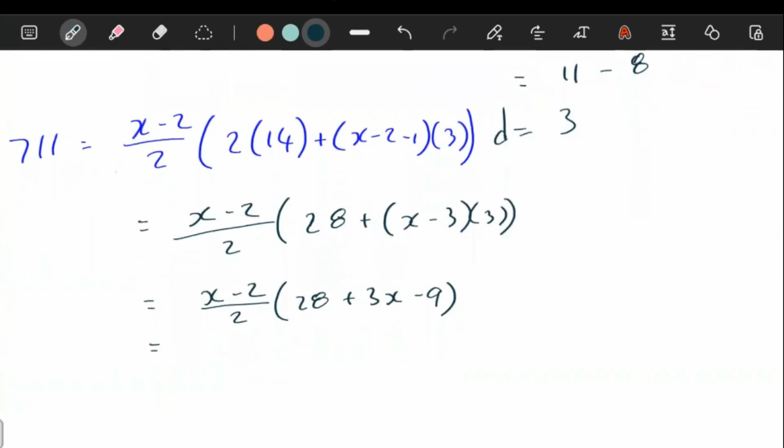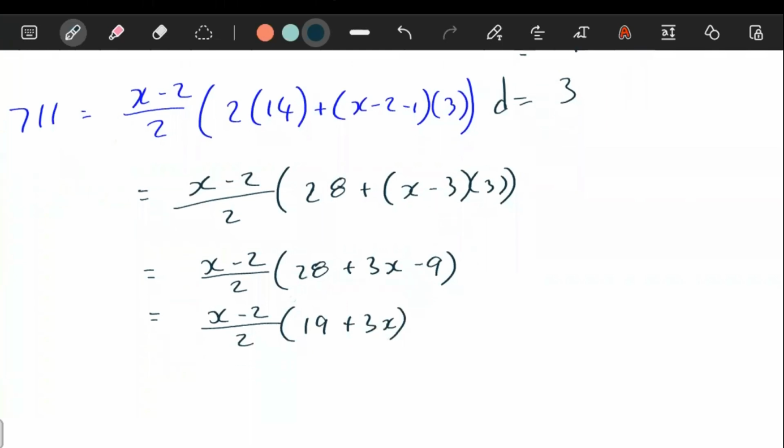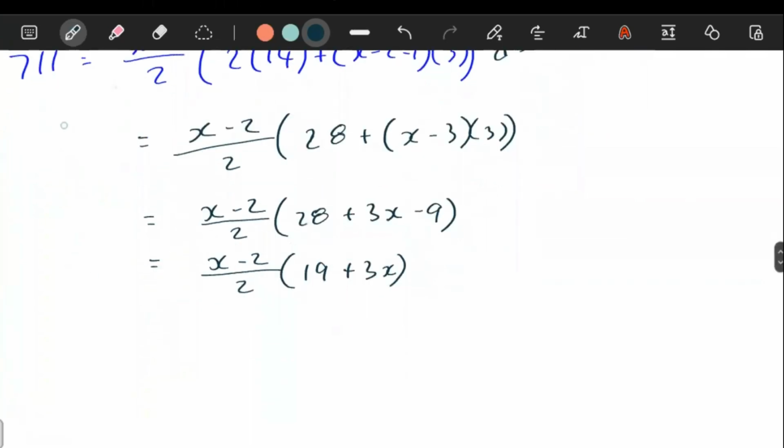28 minus 9 is 19. This is x minus 2. Let's see, 28 minus 9, that's 19, plus 3x. Now, the 711 is still just here. So here you just have to keep in mind that this 2 here, you can just divide both sides by 2. So that 2 goes away.